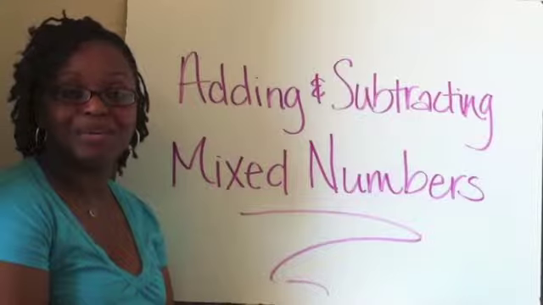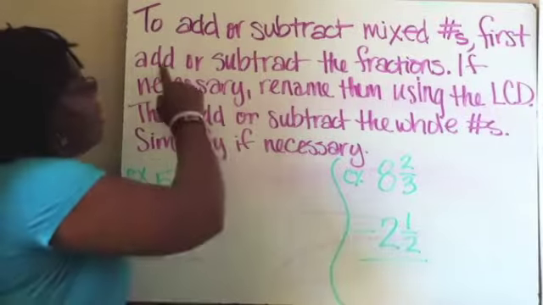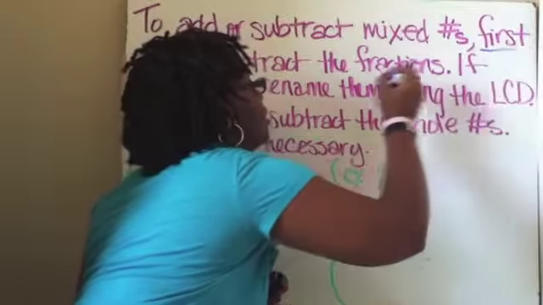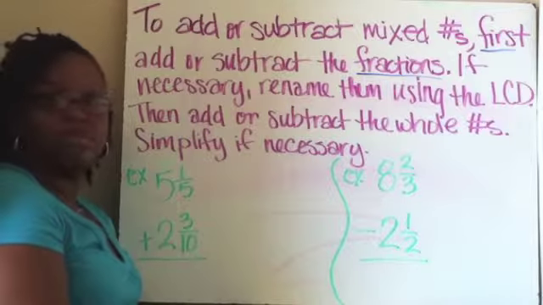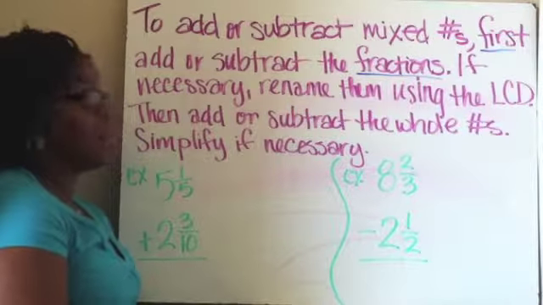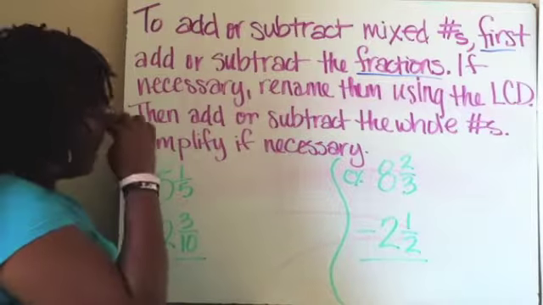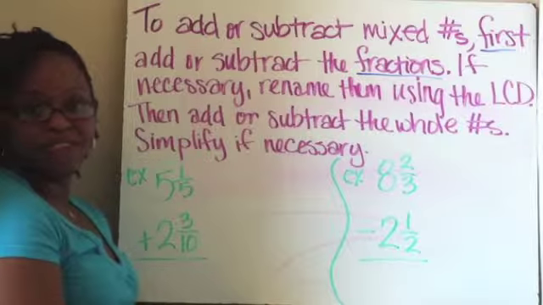How to add and subtract mixed numbers. So to add or subtract mixed numbers, first you've got to add or subtract the fractions. If necessary, rename using the least common denominator, and we know that we have to have least common denominators to add or subtract fractions. Okay? Then add or subtract the whole numbers and simplify if necessary.